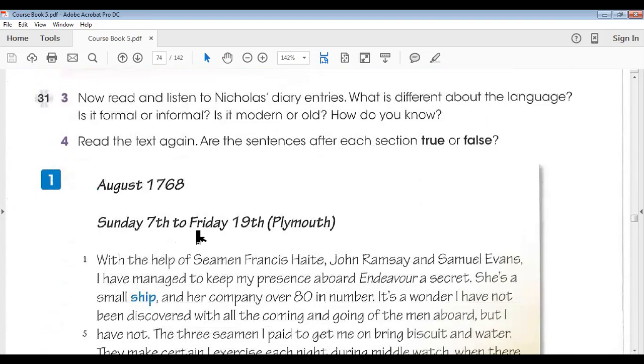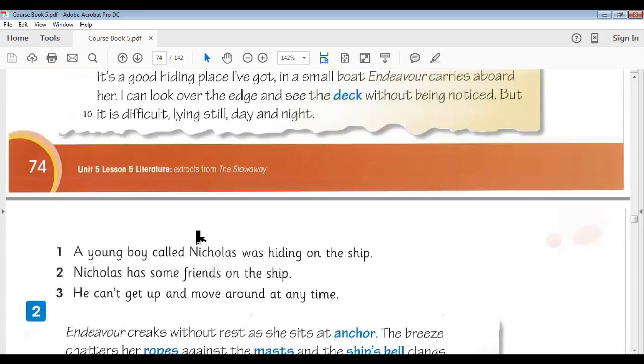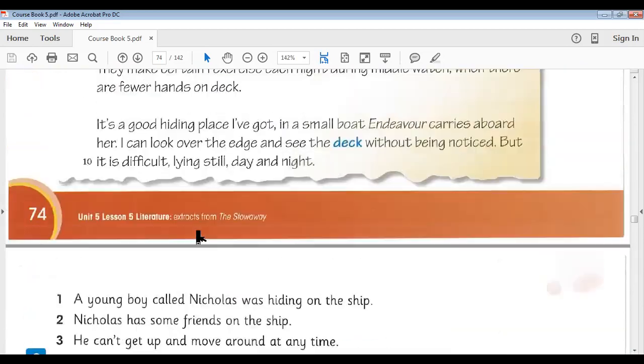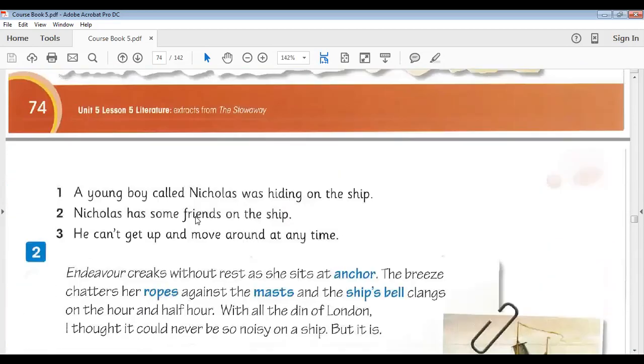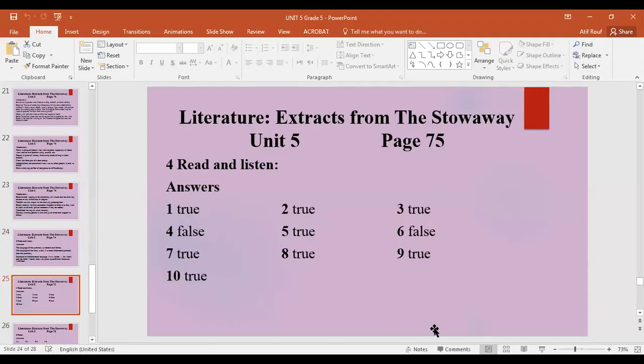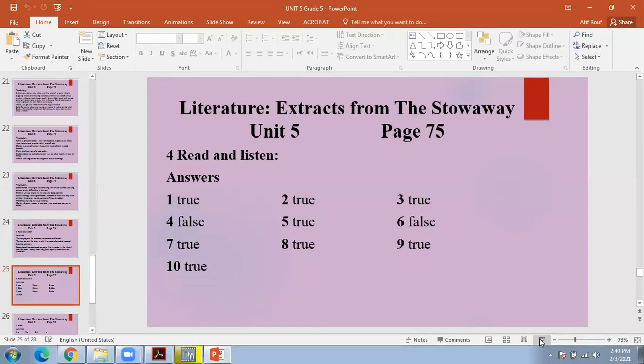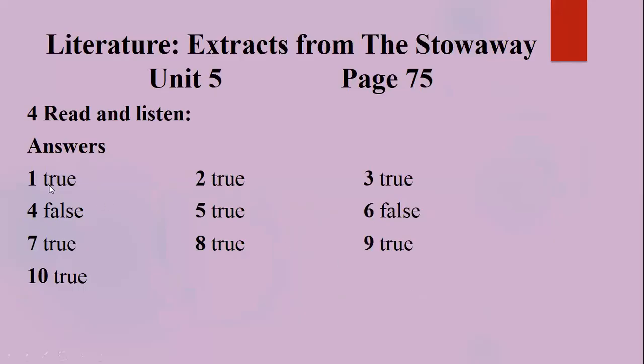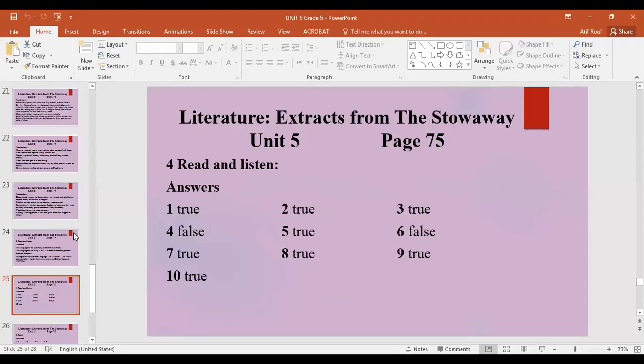We read this lesson one more time to answer the true and false questions after each section. After that we discussed the answers as well. So I'm going to show you the answers for activity 4 about true or false. These are the answers for activity 4, true and false questions after each section.